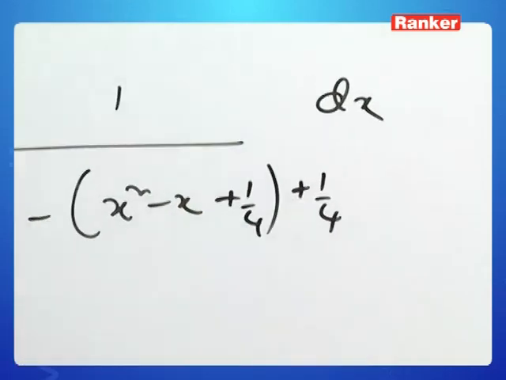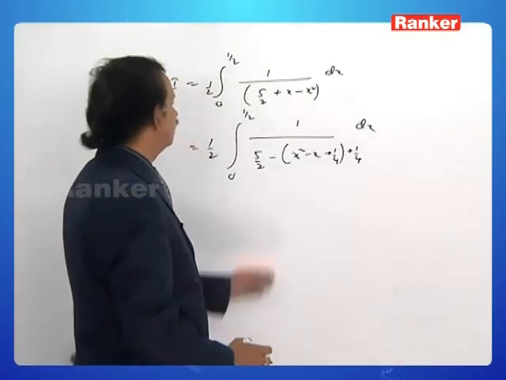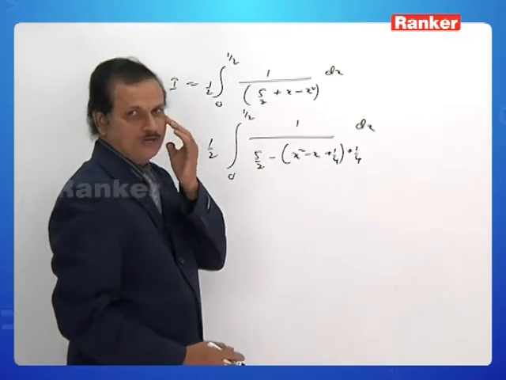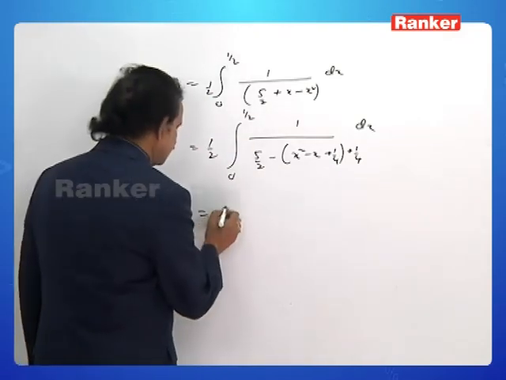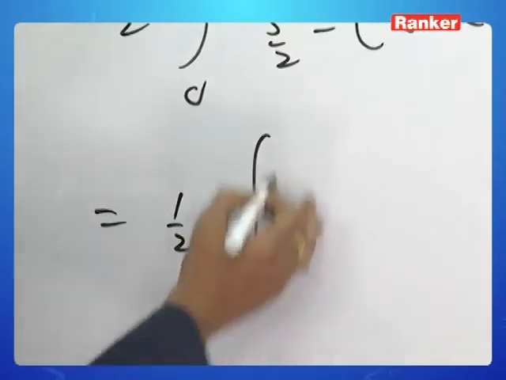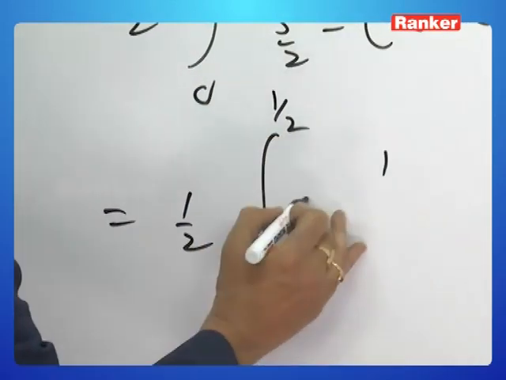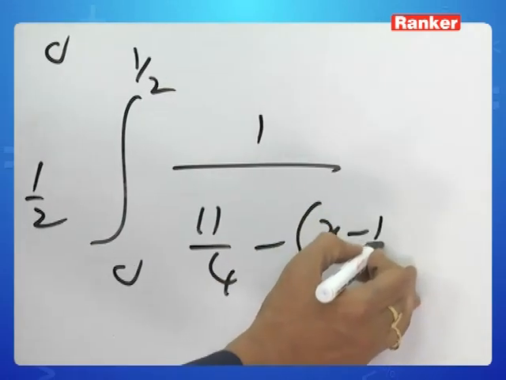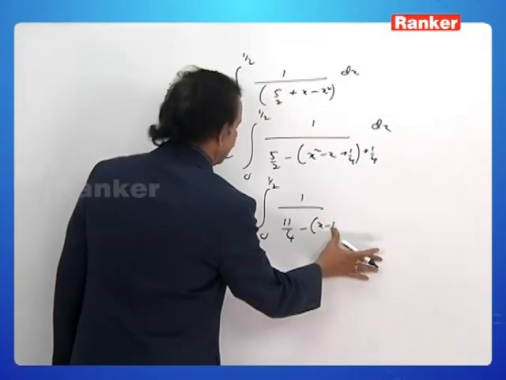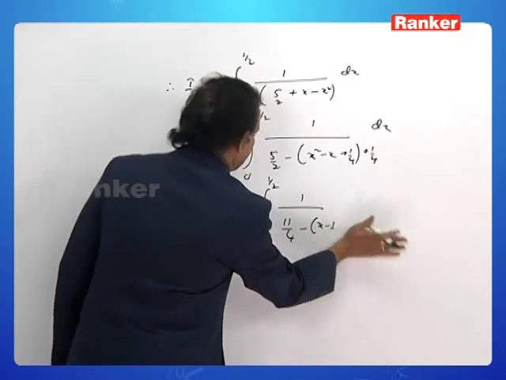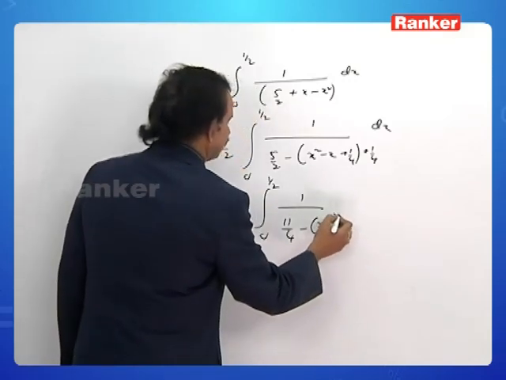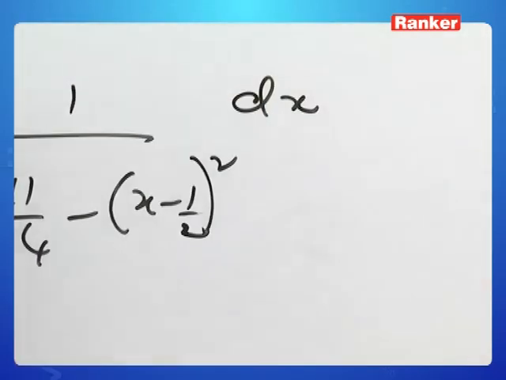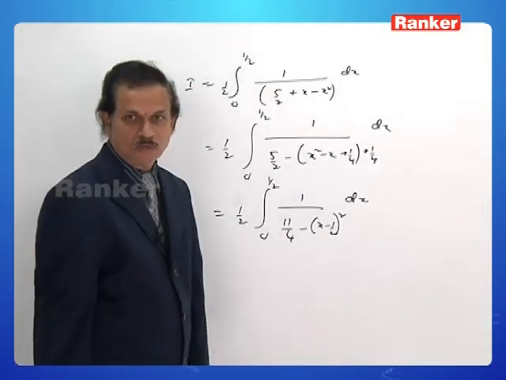Minus 1 by 4 and plus 1 by 4 will go away. And now 5 by 2 plus 1 by 4 is 10 by 4 plus 1 by 4, 11 by 4. Hence, this is half into integral 0 to half 1 by 11 by 4 minus x minus half whole square dx. X minus half whole square.